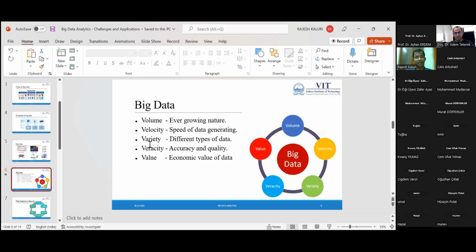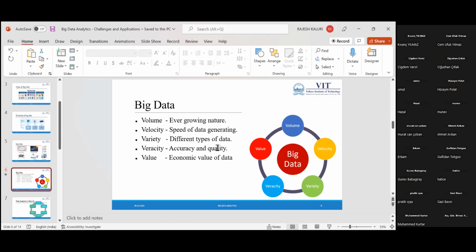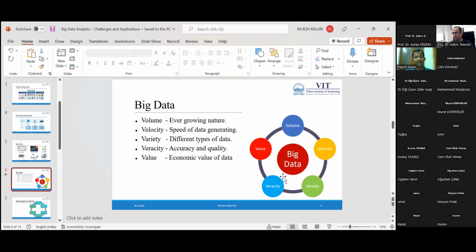The next one is variety. As I told you, there are 3 different types: structured, semi-structured, and unstructured data. Then veracity, which talks about accuracy and quality: how accurate your data is, and what quality you are going to have with it. And finally, it ends with value. When you say value, it is with the economical data: how much data you are going to have for your safety, and what kind of security techniques you are going to apply. So these are the major 6 V's associated with big data. Okay. I hope, Professor Adam.